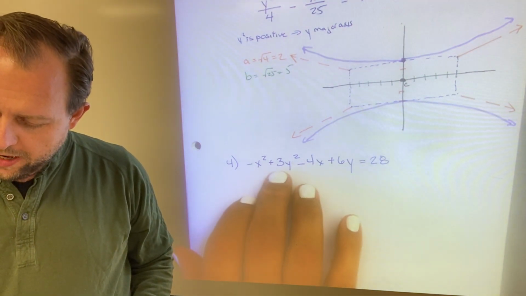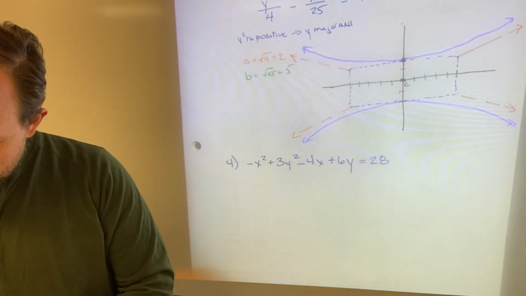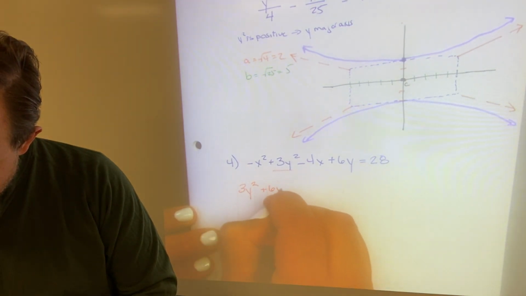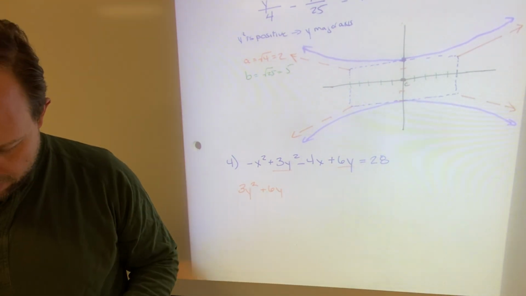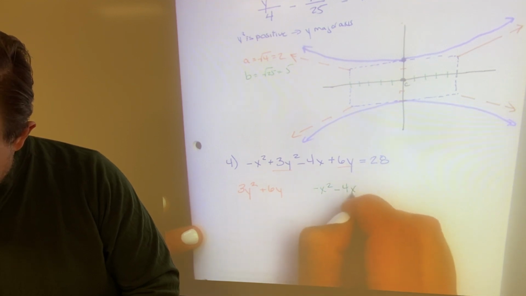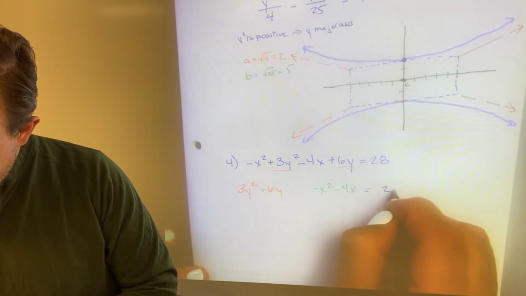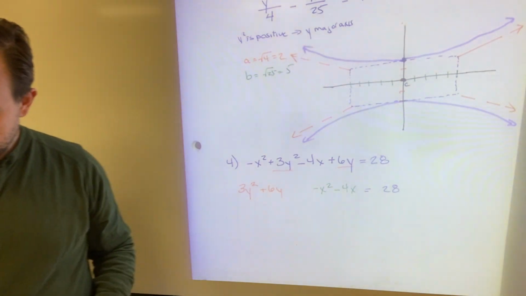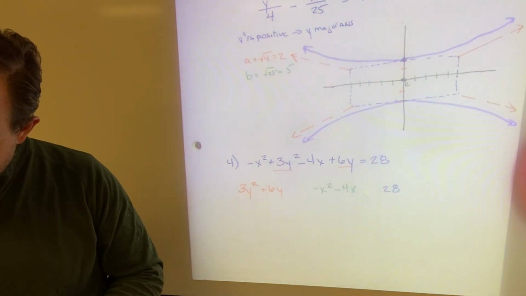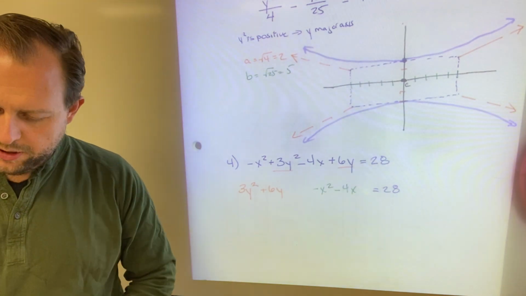So y is positive, x squared is negative, so the y term has got to go first. So I'm going to pull up the 3y squared plus the 6y, and then over here I'm going to put my x terms, my negative x squared, my minus 4x, and if my number's not on the right, I would move it to the right. So I have 28 over there. Okay, move my equal sign over just a little bit, so I have some room. Okay, and now we get to work on completing the square.